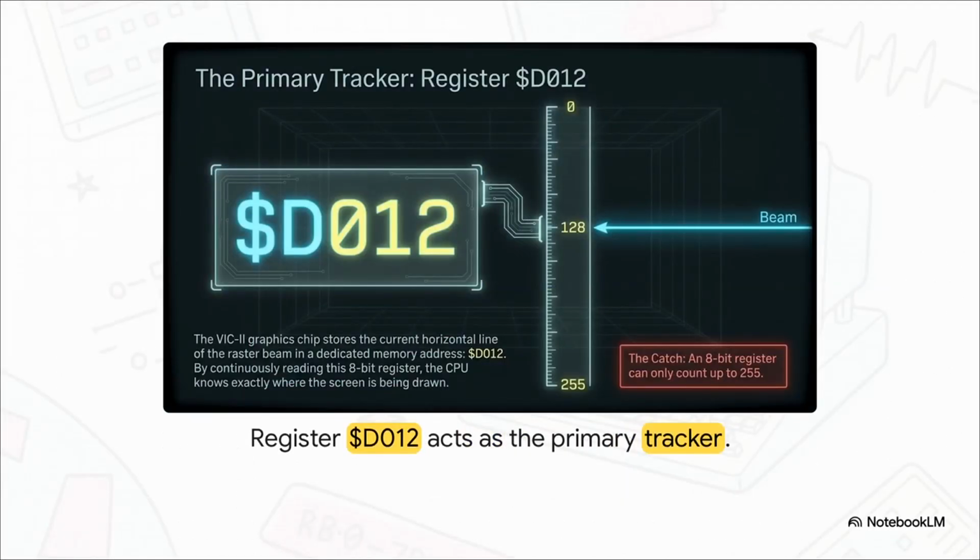To pull off this illusion, programmers had to figure out a way to track that beam. And they did it by continuously monitoring one specific memory address, register D012. By constantly polling this register, the slow CPU knows exactly which horizontal line the beam is currently drawing. It's basically your primary tracker, giving you eyes on the inside of the machine.